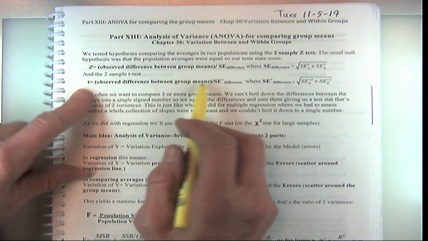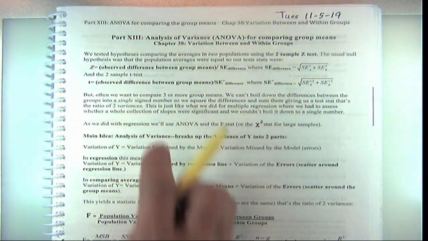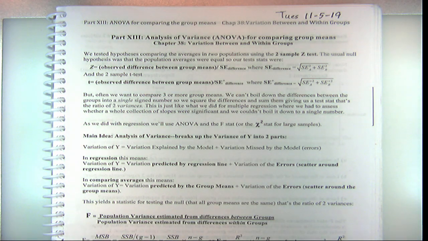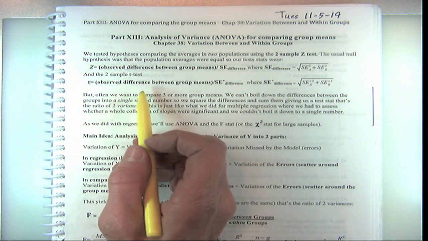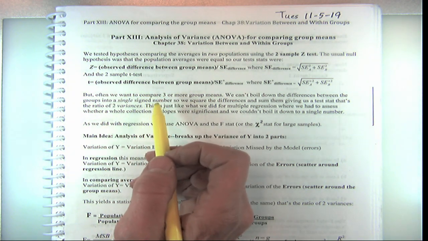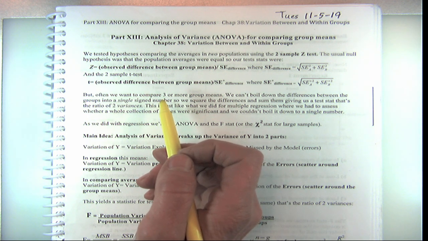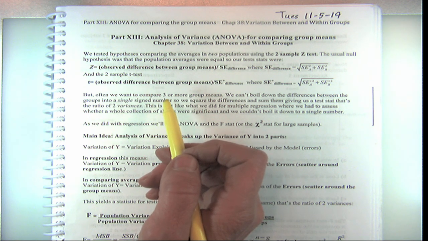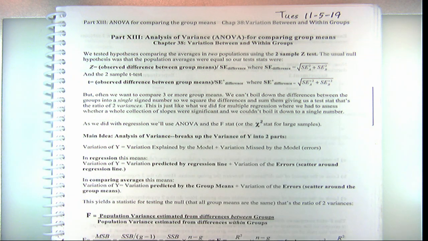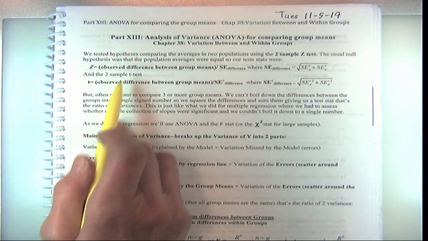Okay, and we could do that because remember when you have just two groups, you can boil the difference down to just one number, a single signed number. And so you could do a z or a t test. But what if we want to compare three groups on some quantitative variable? So remember, if we compared males and females, it was no problem doing a z or a t test.